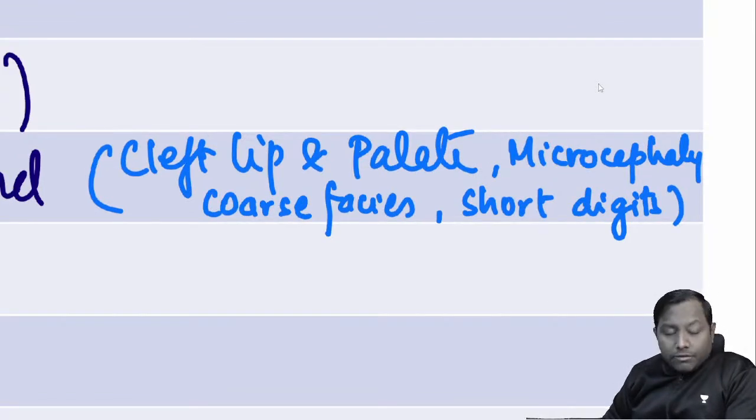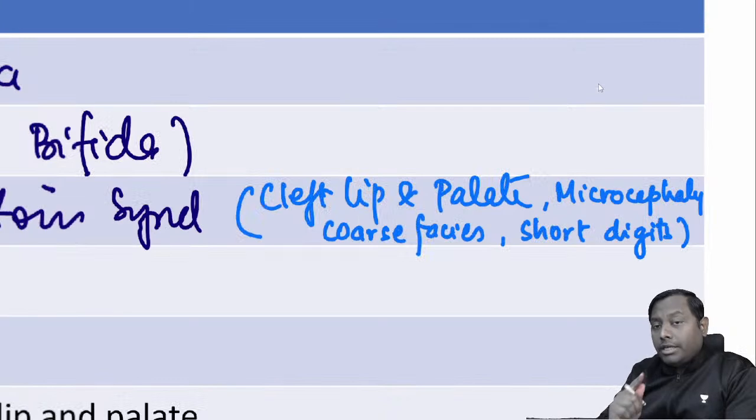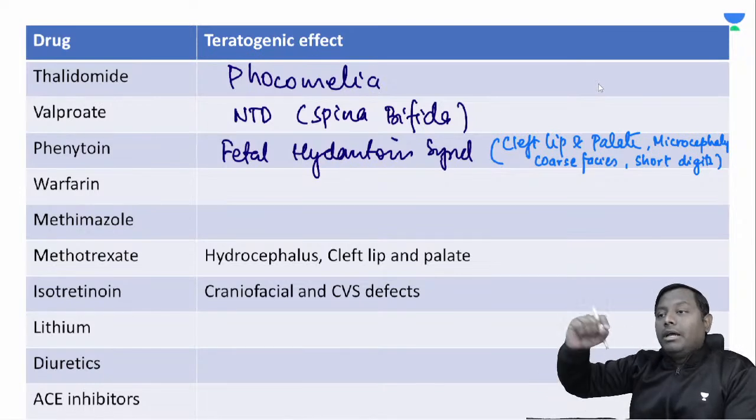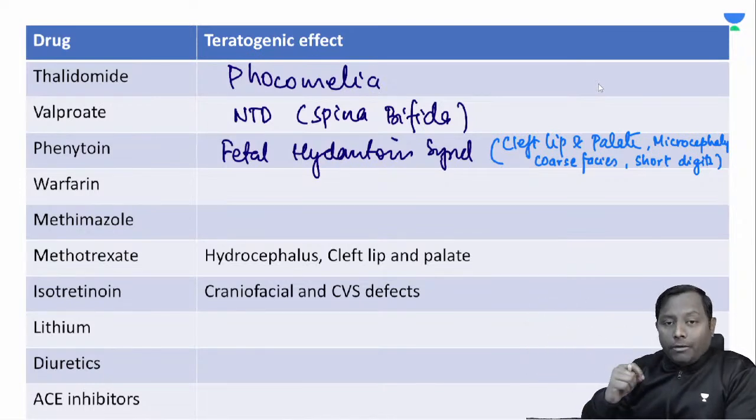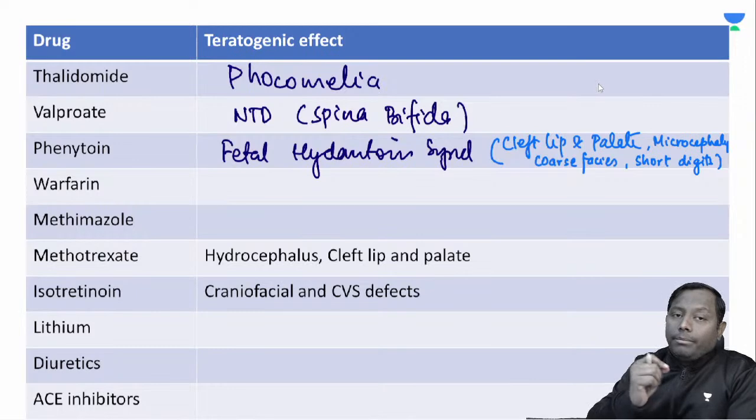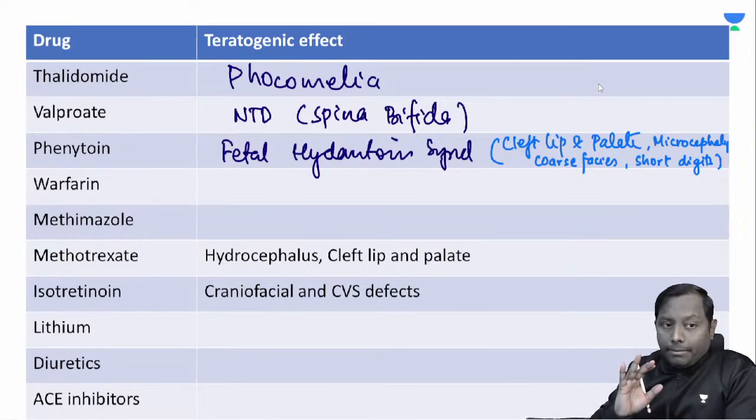Okay, now next will be your warfarin. Always remember that warfarin is the anticoagulant of choice in the second and third trimester. So a patient is presenting in the 20th week of pregnancy. What is the anticoagulant of choice? You can use warfarin. Till the 13th week you will be giving heparin or low molecular weight heparin.